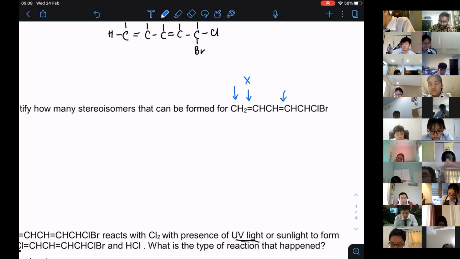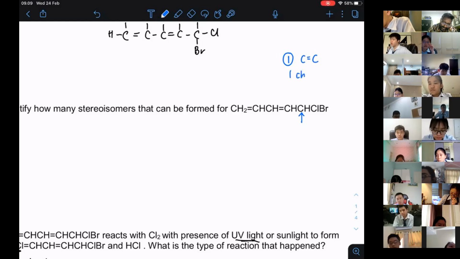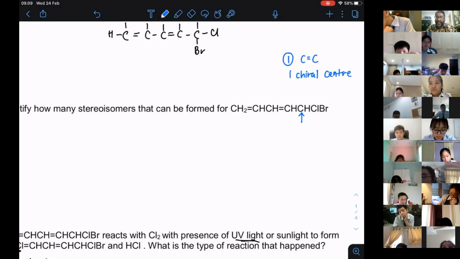Why? Because the carbon that has the double bond is attached to two different groups. You can see this carbon is attached to two different groups. Now, I have one double bond. Then I also ask you to look for the chiral center, which is the one that has four different groups, and you will see that this is one chiral center, or one optical chiral center that can give rise to optical isomers.